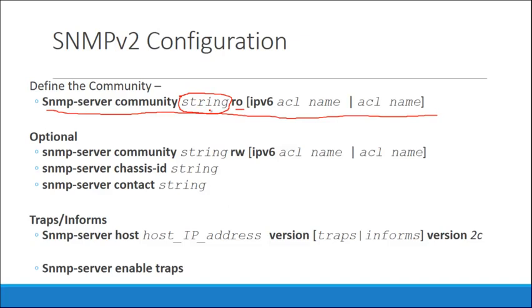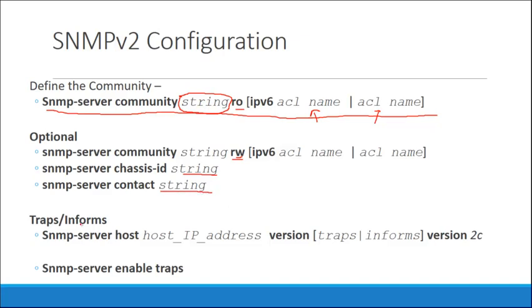If I only want a particular or a set of particular devices to be our network management system or to be our SNMP managers, then I would specify that in our access list and then call that access list here, whether it be v4 or an IPv6 access list. And then we have some optional configurations. Read-write, so the same thing, community string, but we can optionally do read-write, not required. We can specify the server chassis ID, and we can specify who to contact. So SNMP server chassis ID, and then the string identifying the chassis, SNMP server contact, and who to contact.